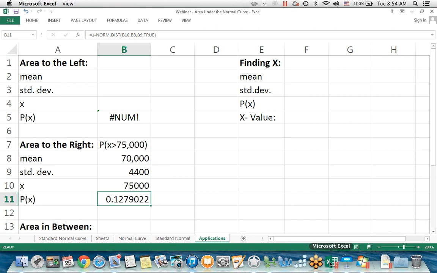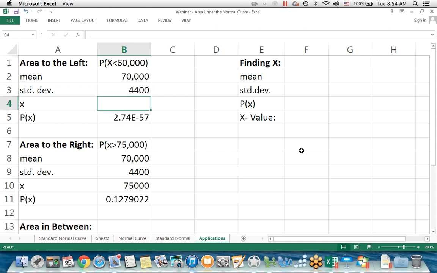Now, problem 2. Problem 2 asks us to find the probability that x is less than 60,000. We don't have to go to see it. You should maybe have written it down, or you can take my word for it. The probability of x being less than 60,000. Again, for this particular problem, we have a mean of 70,000 and a standard deviation of 4,400. Our x value then is what is given, which is 60,000, and this is our probability.